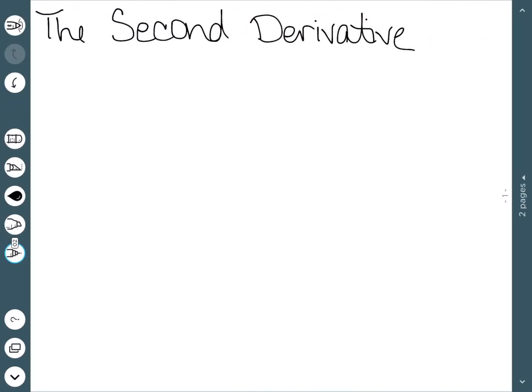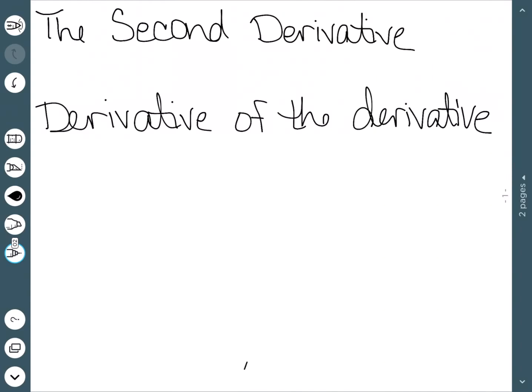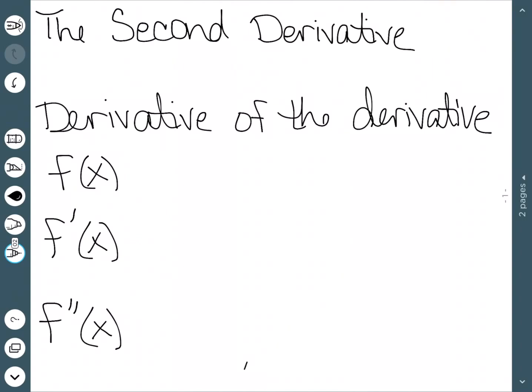We'll now look at what's called the second derivative. The only thing the second derivative is, it's the derivative of the derivative. So we denote our functions by f of x. The derivative was f prime of x, and the second derivative is f double prime of x.